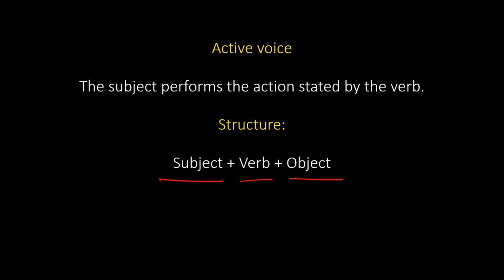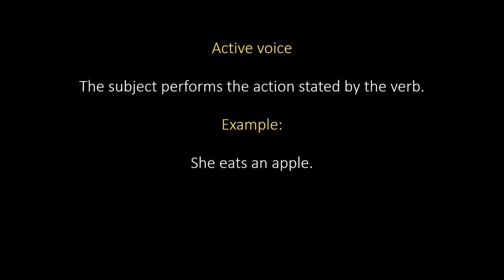Let's understand with a simple example. She eats an apple. She is your subject here, eats is your verb, and apple is your object. So as the definition says, the subject is performing the action which is stated by the verb. She, being the subject, is performing an action of eating an apple. That's how your active voice works. The subject plays the main role in the sentence. It performs an activity over the object.